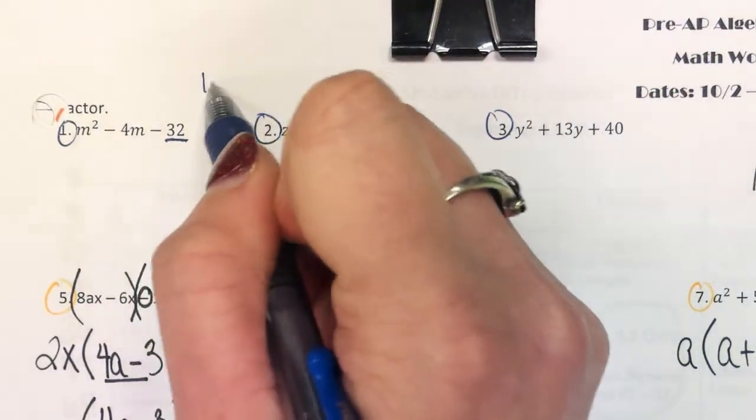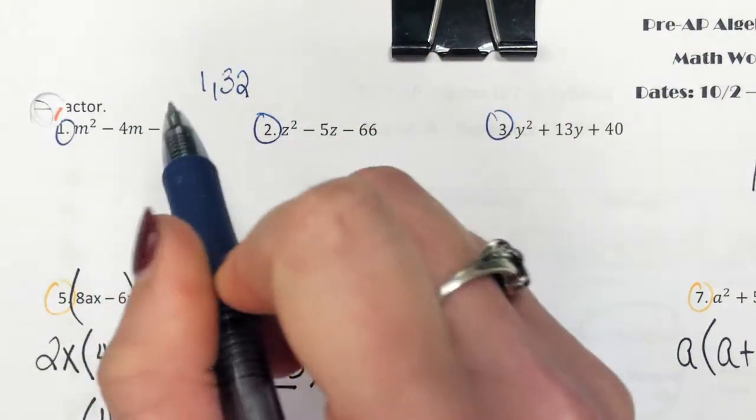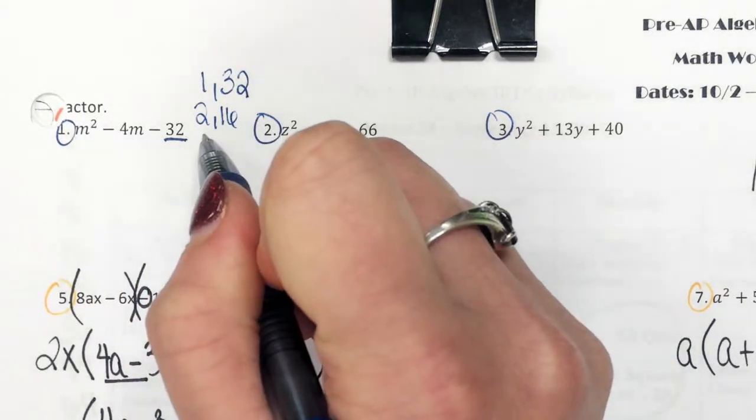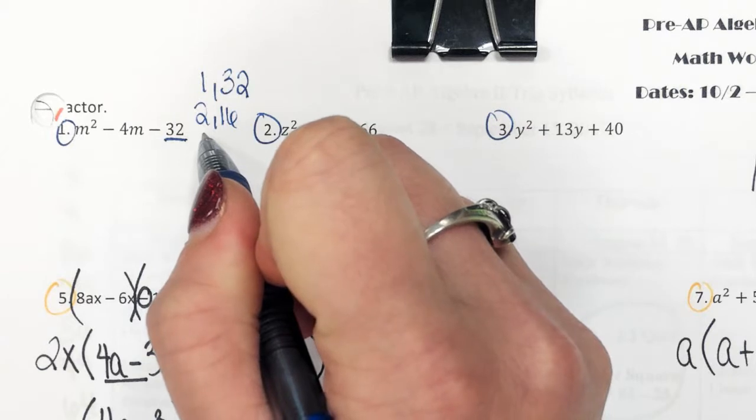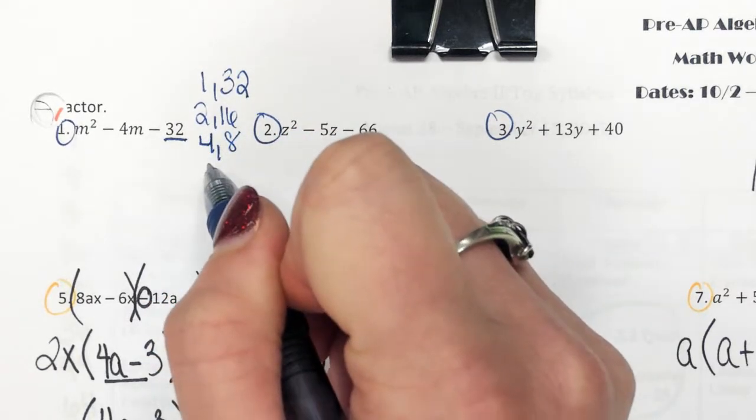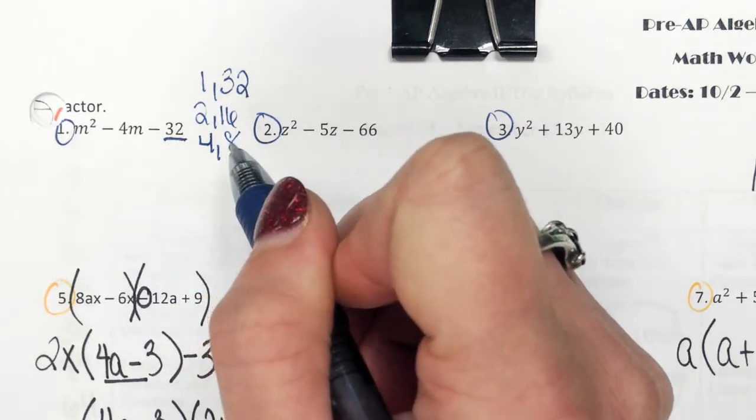So we got 1 and 2. 1 and 32. Oh, 2 and 16. Yeah. 3 and 9. No. 4 and 8. Okay. 5 doesn't go. 6 doesn't go. 7, and then you already got 8. So you stop once you repeat, okay?